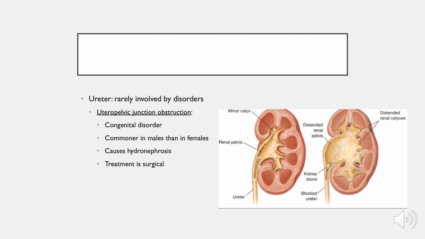The ureter is rarely involved by any disorders. Two are worth mentioning. One of them is uretero-pelvic junction obstruction. As you can see in the image, the left hand side is normal and the right hand side is the one affected by uretero-pelvic junction obstruction. There is an obstruction, or rather a narrowing of the lumen between the renal pelvis and the ureter.